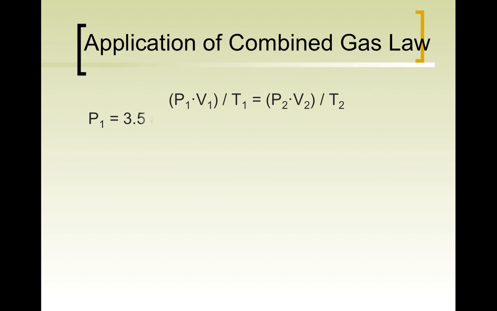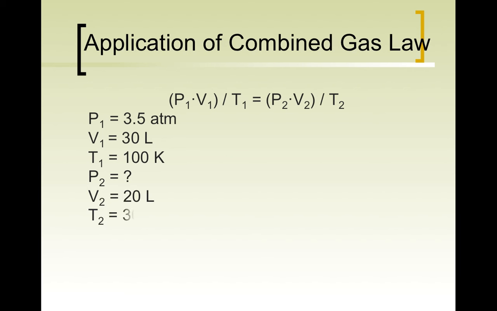Alright, so let's try it. Let's give you an example. So we have P1 is 3.5 atmospheres, V1 is 30 liters, T1 is 100 Kelvin, and P2 as our question mark, V2 is 20 liters, and T2 is 300 Kelvin. So you would have all these in a problem, and as you're reading through, you'd be like, oh, I'm given two of these that are actually changing.